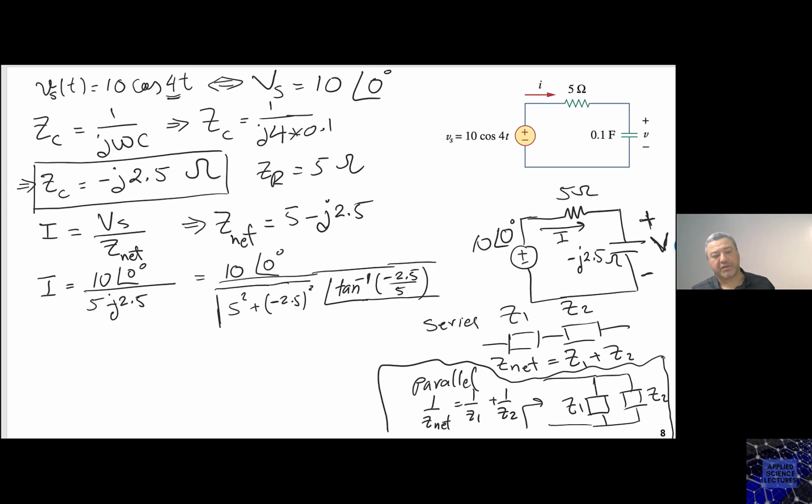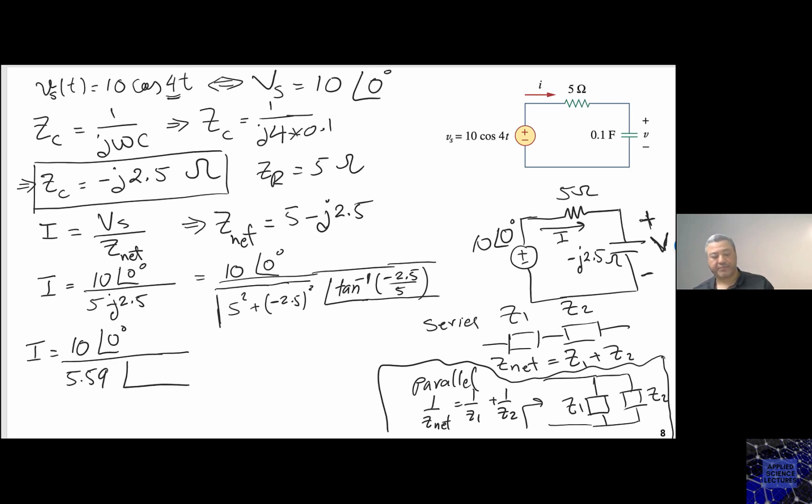Here the minus is going to determine or affect my phase. We're going to come to this. Square root of 25 plus 2.5 squared is going to be 5.59, so you have here 10 divided by 5.59.